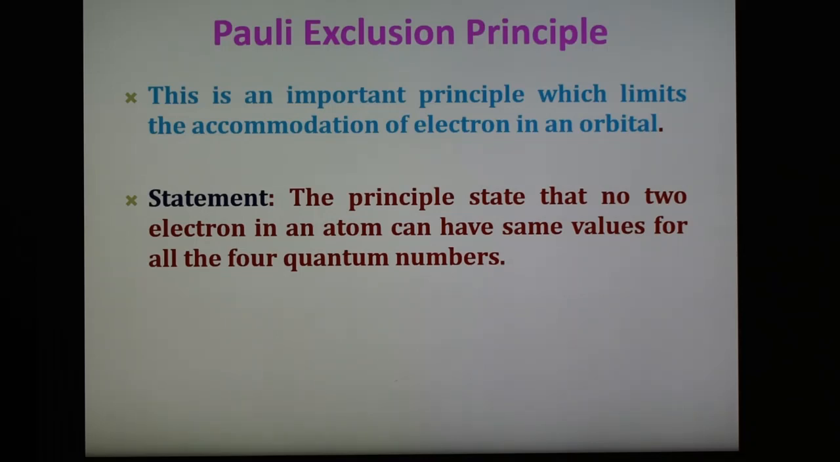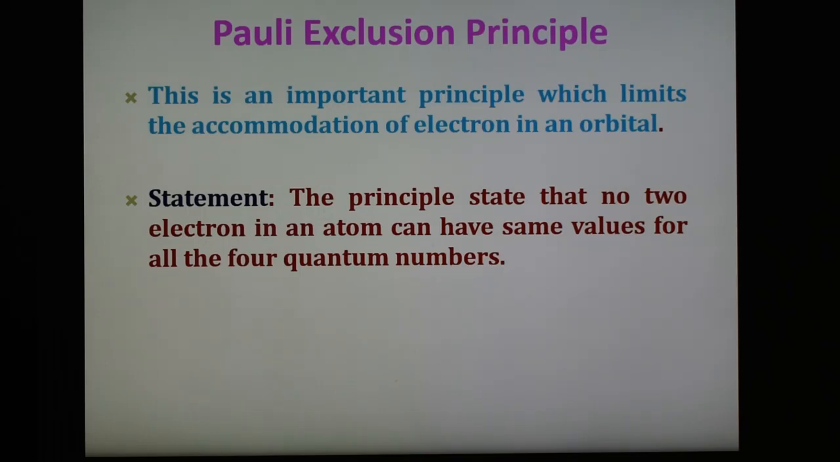According to this principle, no two electrons can have the same values for all four quantum numbers. In an orbital, each orbital can have a maximum of 2 electrons, and if there are 2 electrons, they should have opposite spin. This is the important principle which limits the accommodation of electrons in an orbital, and it was given by Pauli, and therefore it is known as the Pauli exclusion principle.